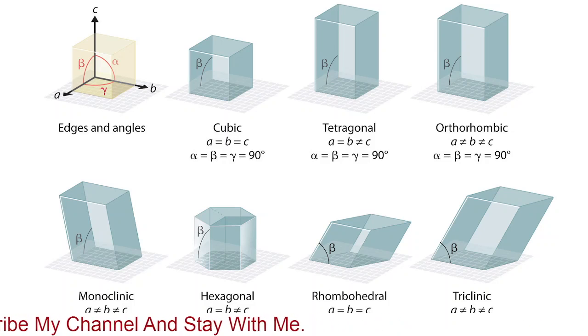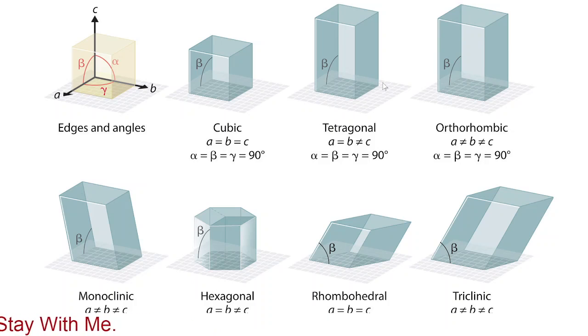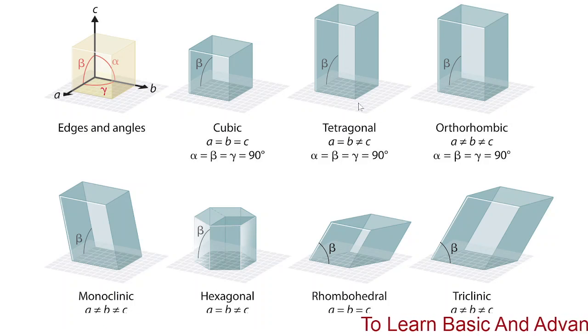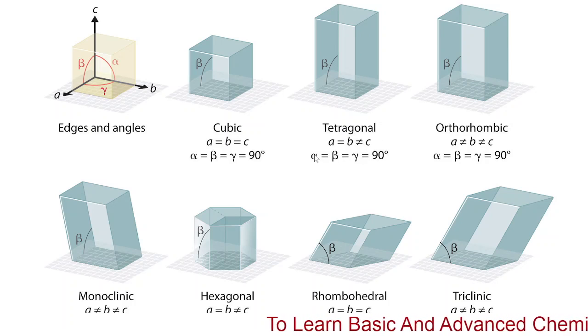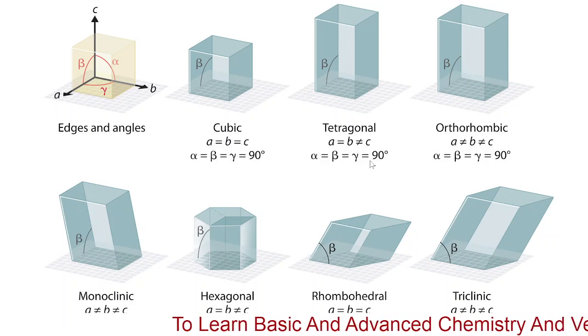However, if this side and this side are exactly equal, and another side is a little bit different, it can be either shorter or longer, and all the angles are 90 degree.